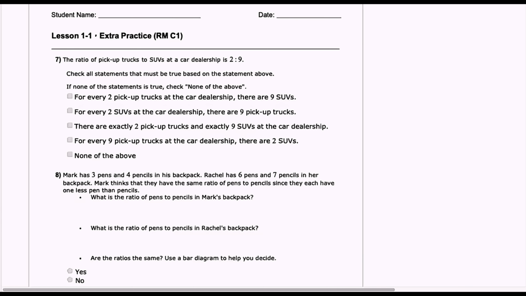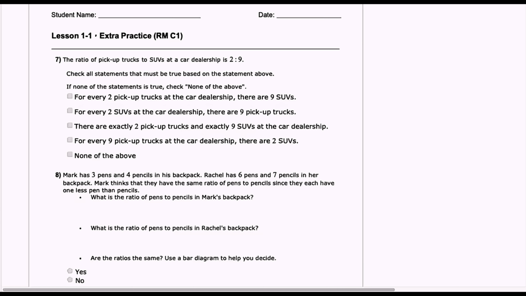The ratio of pickup trucks to SUVs at a car dealership is 2 to 9. Check all statements that must be true based on the statement above. This is the statement, then the comparison here between the pickup trucks and SUVs: 2 pickup trucks to 9 SUVs. For every 2 pickup trucks at the car dealership, there are 9 SUVs.